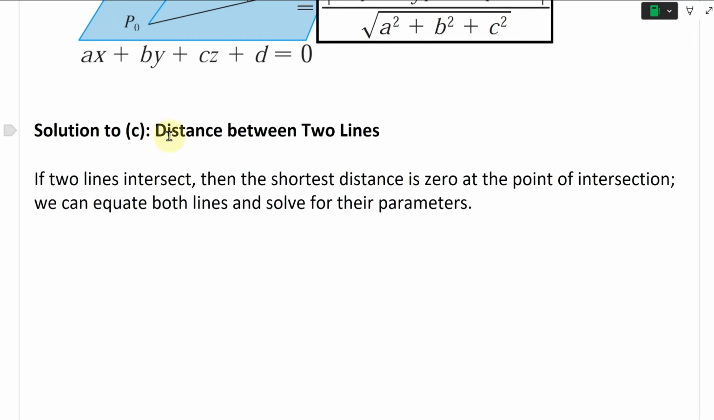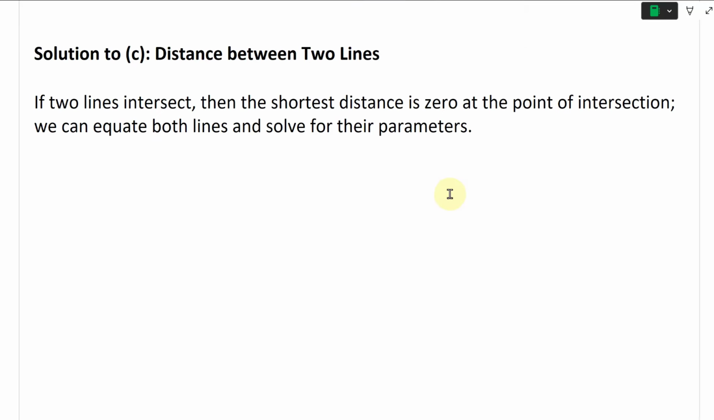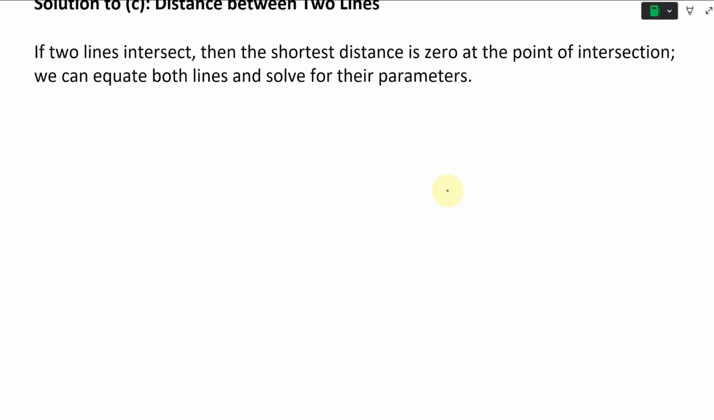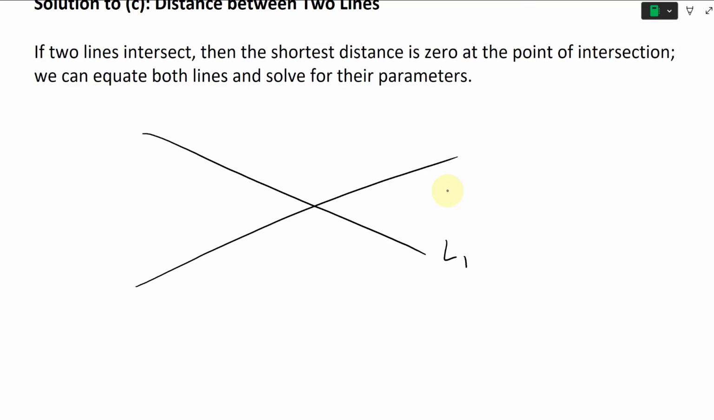Let's go further and now solve the solution to C, which was asking the distance between two lines. If two lines intersect, then the shortest distance is 0 at the point of intersection, and we can equate both lines and solve for their parameters. So if we have the simple case where they actually intersect, let's say you had a line like this, we'll call this L1, and this one's L2. Like that, and there's a point of intersection, so we can just equate them.